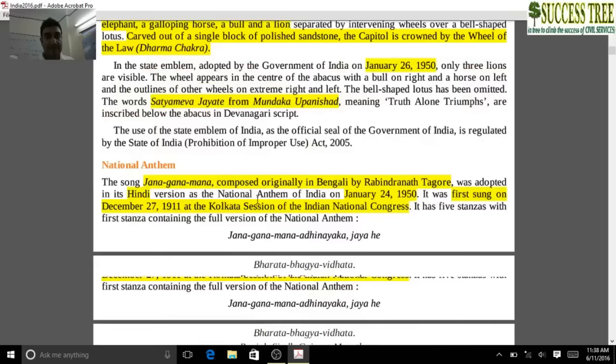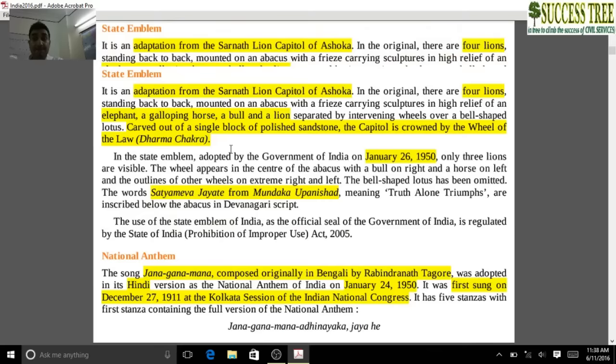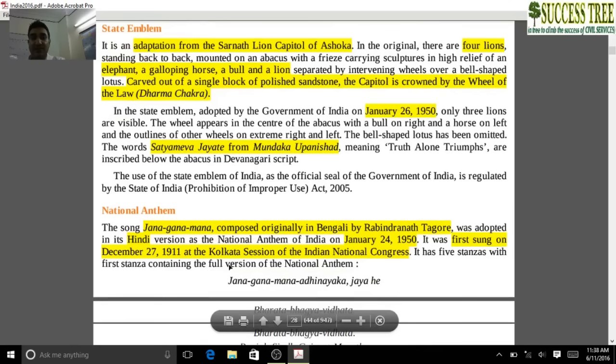Come below, national anthem. Which is our national anthem? Jan Gan Man, composed originally in Bengali by Rabindranath Tagore and adopted in Hindi version as national anthem of India on January 24, 1950. So you see, just 2 days before, we adopted state emblem. State emblem was adopted on 26 January 1950, national anthem 24 January 1950.